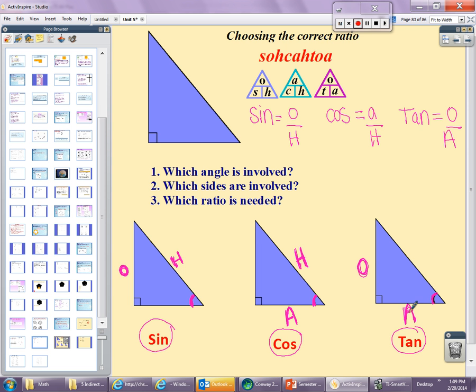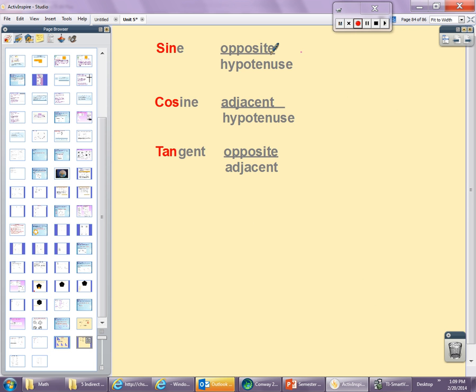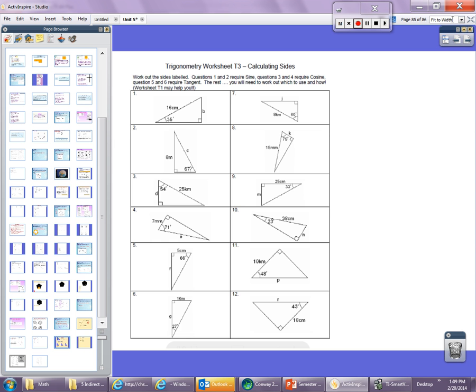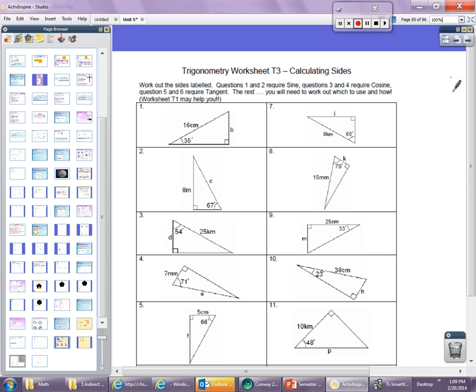SOHCAHTOA. So it's really, you're looking for which angle's involved. Ask yourself that question. Which sides are involved, and then finally answer the question, which ratio is needed? Okay, so let's look at some of these. Oh, there they are. Sine, opposite over hypotenuse, cosine, adjacent over hypotenuse. We just talked about those.